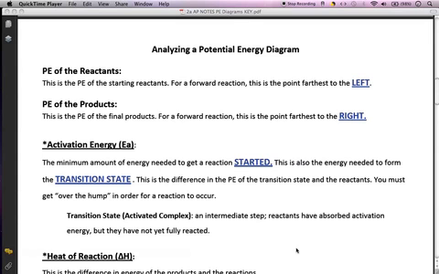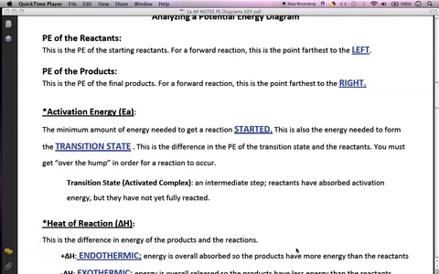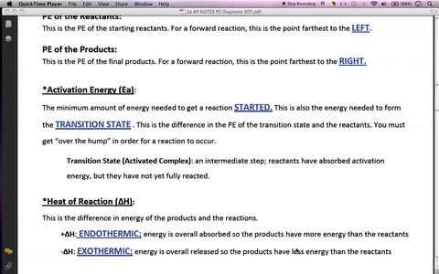For a forward reaction, this is the point farthest to the right. We have activation energy, which you heard a little bit about with rates of reaction. So this is the minimum amount of energy needed to get the reaction started. If you don't have that minimum amount of energy, nothing's going to happen. This is the energy that's also needed to form the transition state from your reactants. So you have to get over this hump in order for the reaction to occur.